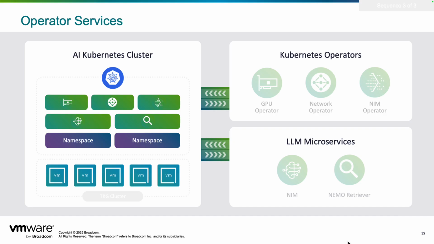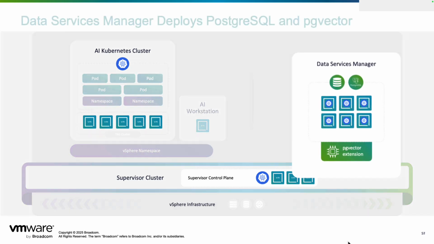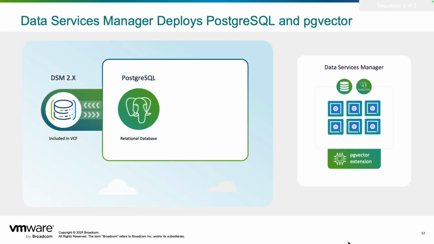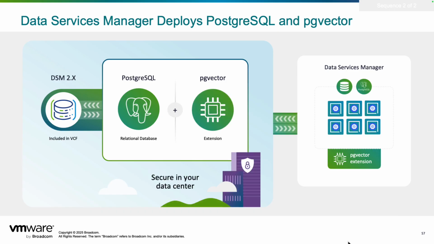That Kubernetes cluster was created by automation for me, so that's already generated, and then the data services manager is set up to provision Postgres and provision PG Vector, which is a new data type that goes into Postgres, automatically for me in a secure way.